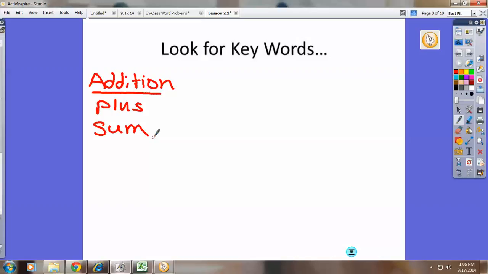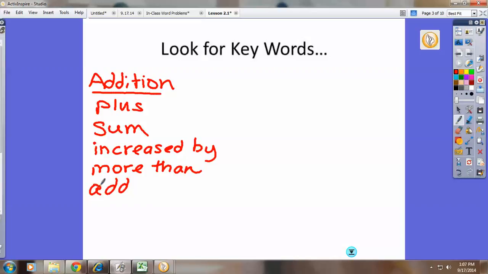What else? And one. And is not one. So that's multiplication. Actually, and is not anything. Anything else? There's more. Increased by. Have you heard that? Increased by. More than. Add. These are all examples of addition. Now this is not a complete list. This is just a list of some of the words that mean addition.